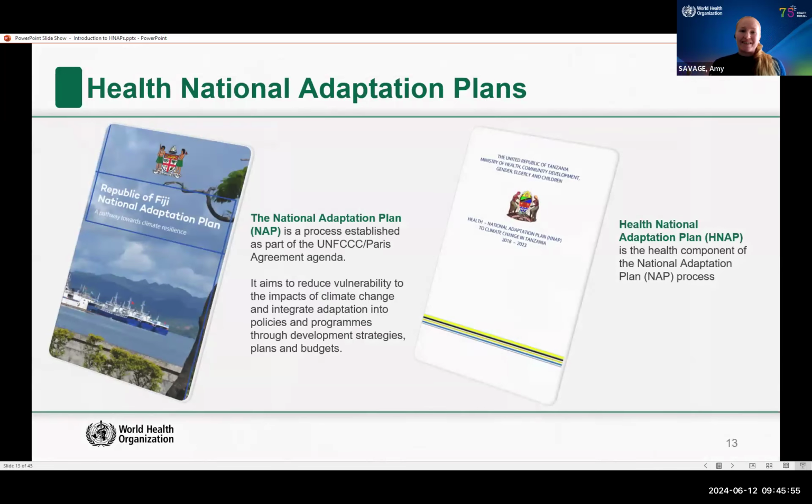So what is a Health National Adaptation Plan? Essentially, in a simple way, we define it as the health component of the National Adaptation Plan process. So the National Adaptation Plan process is a short and medium-term planning process to reduce vulnerability to climate change at a national level and to integrate adaptation into policies and programs. And it was a process established as part of the UNFCCC and the Paris Agreement. So the HNAP is really that health sector contribution to the National Adaptation Planning process.